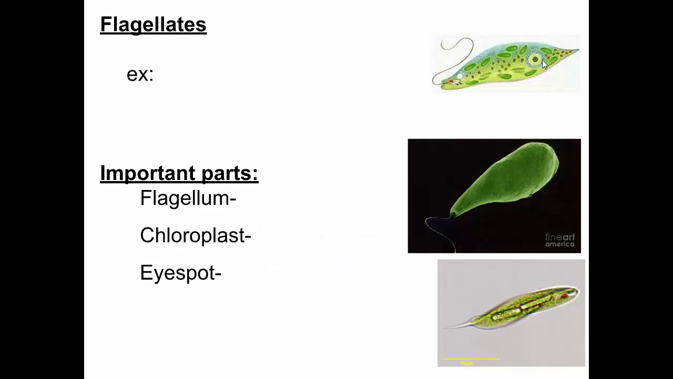And that leads us to our last slide of the day. The flagellates. Flagellates move with a tail called the flagellum. And this flagellum sort of whips around and it pulls them forward through the water. The example we'll look at is called the euglena.